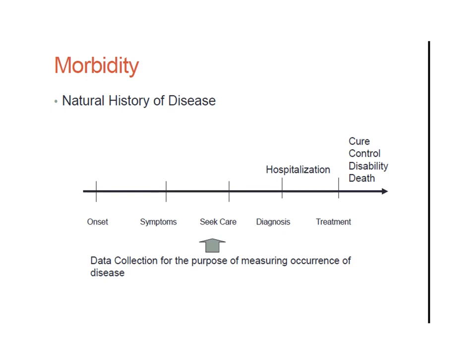If we look at this figure, we will see the natural history of disease. The disease starts with onset, followed by symptoms. The patient will seek medical care, get diagnosed and maybe hospitalized, get a treatment. After treatment, the patient either will be cured of the disease, will be controlled, like chronic disease, diabetes, hypertension, or the patient will have disability, for example, stroke, or the patient will die. These are the outcomes of any disease status.